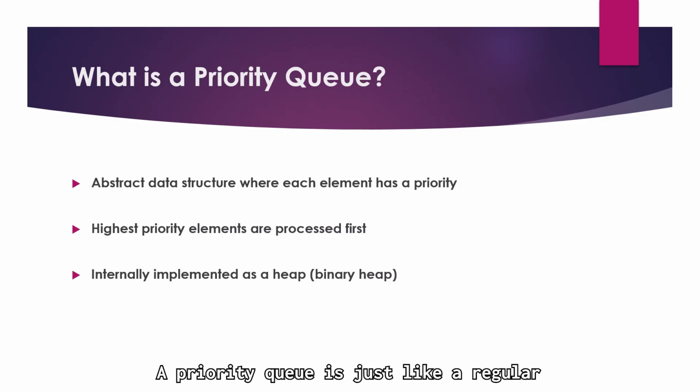A priority queue is just like a regular queue, with one key difference. Instead of serving elements in the order they arrive, it always serves the element with the highest priority first. That means the element with the largest value or smallest, depending on how you define priority, comes out first. Think of it like an emergency room. Patients are treated not by arrival time, but by how critical their condition is. Behind the scenes, STL implements this using a binary heap, which is a complete binary tree structure optimized for such operations.